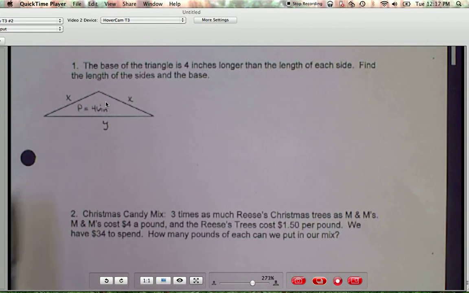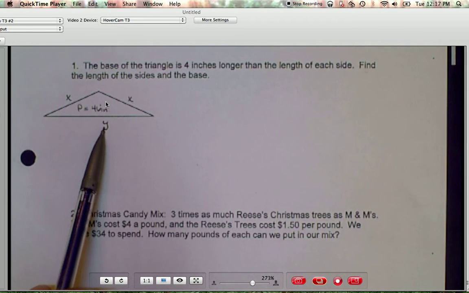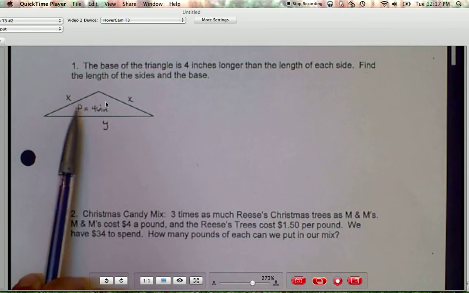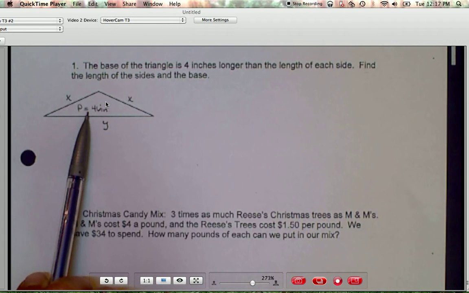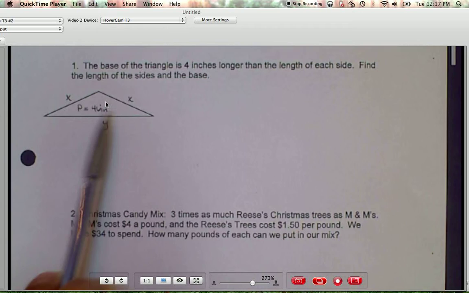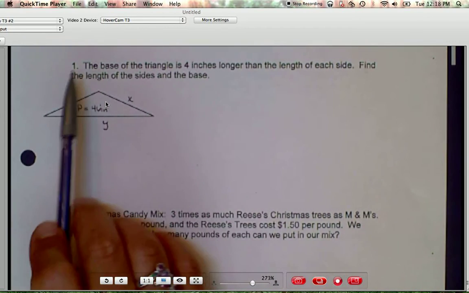Now let's look at the picture here. We know that these two sides are x and this base we're calling y. And P equals 46 inches. What do you suppose that P stands for? That's perimeter. Perimeter equals 46 inches. So we need to come up with two equations to represent what's going on here. All right, so one of them is a perimeter equation, and one of them goes with this sentence right here.